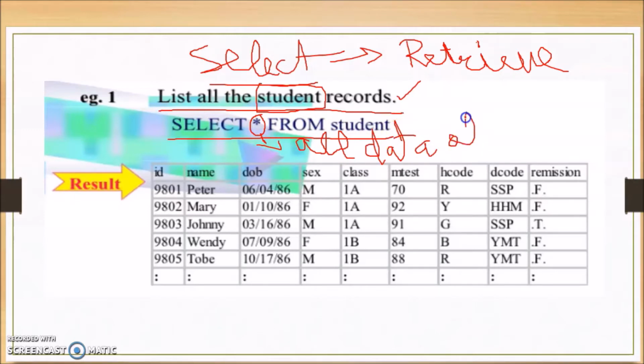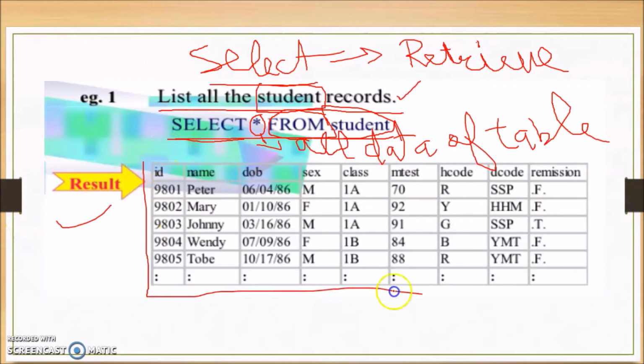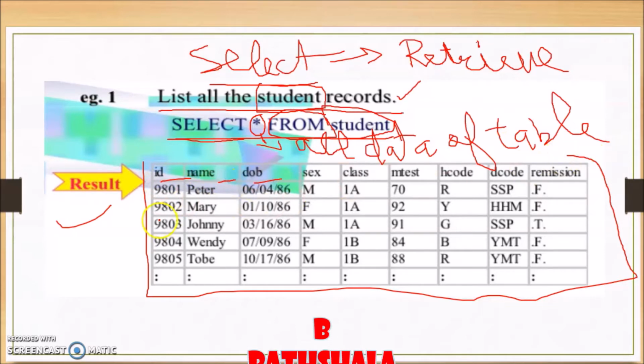of the table. Whatever table I am selecting, it would represent the complete data of that table, and from is the keyword which we always use with the select query. From student, here student is the table name. So we would get this result. This was the student table, which contains ID, name, date of birth and so on.